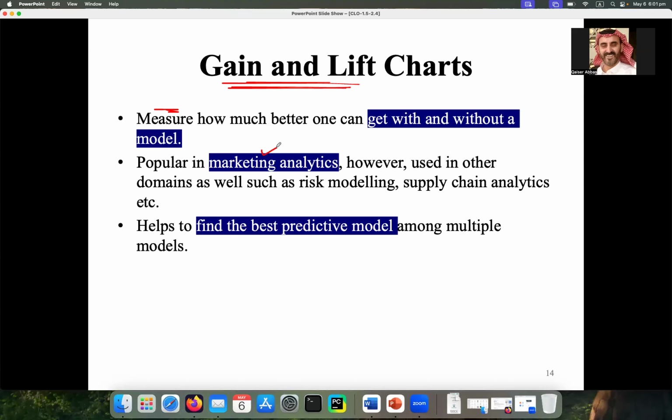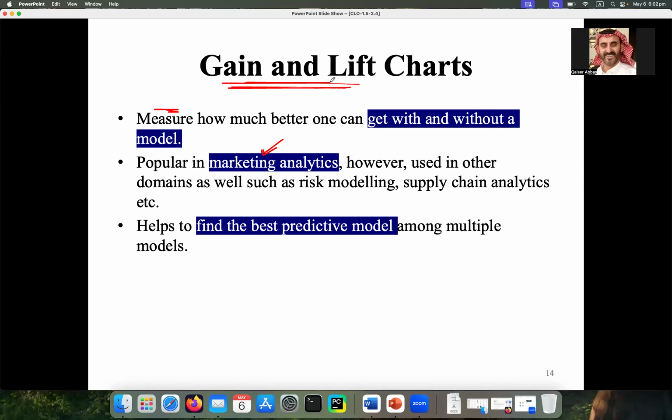You are running a business, you have your market, you are selling your products. You want to analyze something from your sales data. So, it is popular in marketing analytics. Anything you want to analyze related to your marketing, then this is good for that.